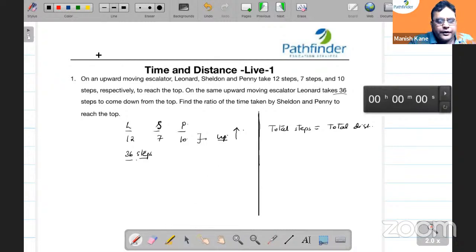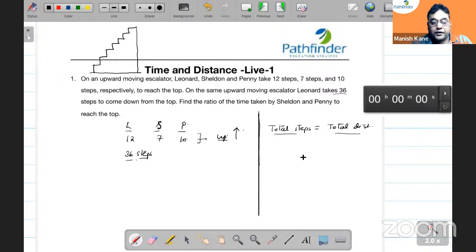What you need to realize is when you are thinking of escalator questions, the total distance is not meters, but the total number of steps, right? So total steps is analogous to total distance.